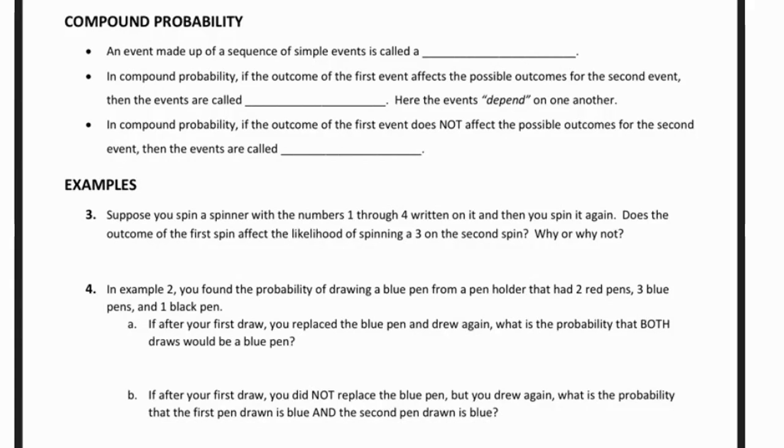So on those previous examples, these were known as simple events. So whenever you take simple events and you put them all together, this is known as compound. You're compounding and putting them together. So compound probability is an event made up of a sequence of simple events. So if you put a lot of simple events together, that's going to be known as compound probability. So inside compound probability, there's 2 types of it. There's something called dependent and independent.